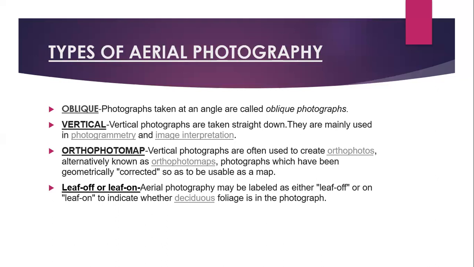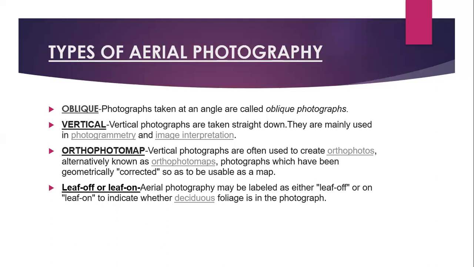Next is the orthophoto map. Now an orthophoto map is actually an application of vertical photography. Vertical photography is used here in the orthophoto map. Vertical photographs are often used to create orthophotos, alternately known as orthophoto maps: photographs which have been geometrically corrected so as to be usable as a map. So it is very clear from the definition only. I have told you previously that aerial photography is photography of the land or surface. So any land surface, ground surface, anything which is being used as a map, that is corrected, and that is known as an orthophoto map. And that should be a vertical photograph. Remember that. That should not be an oblique.